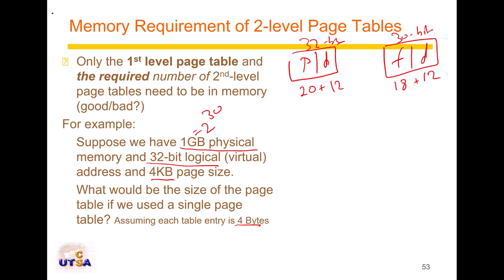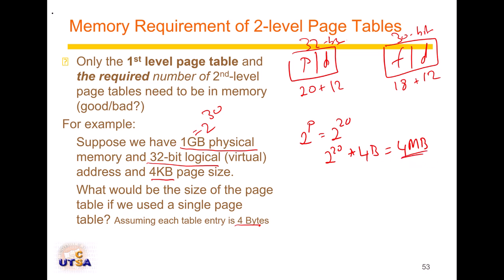Okay, here the idea is how many pages do I have? 2 to the power P, which in this case is 2 to the power 20 pages. So the page table should have 2 to the power 20 times each entry of 4 bytes. So it will be a 4 megabyte table. So just for the page table, you need to consume that much space in the physical memory.